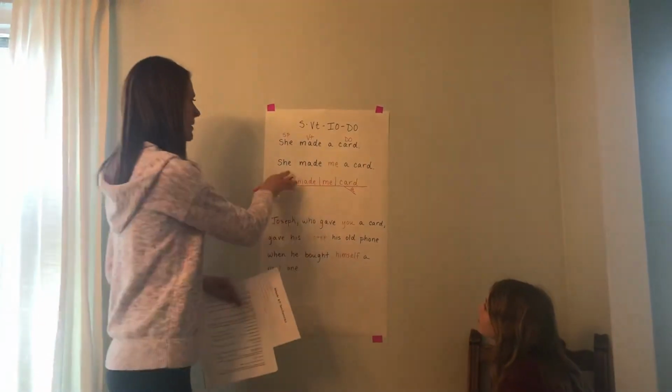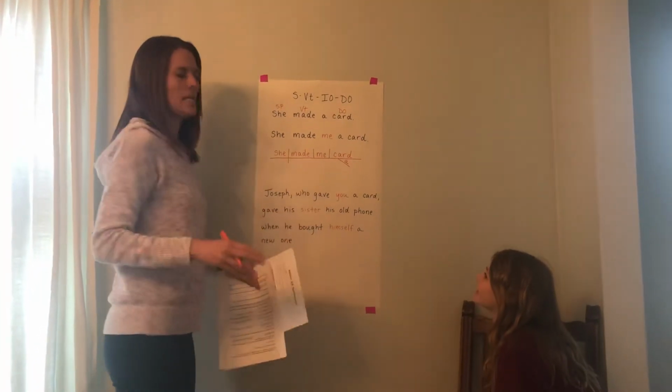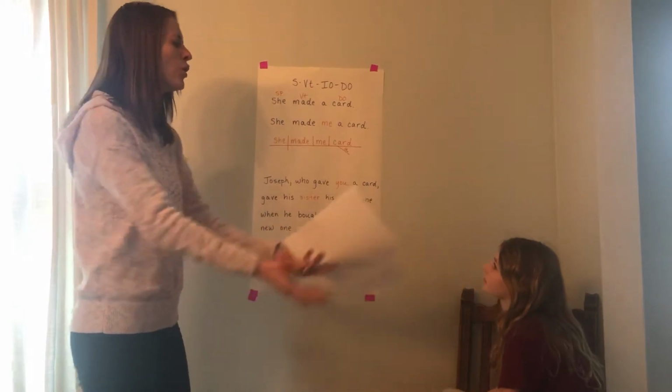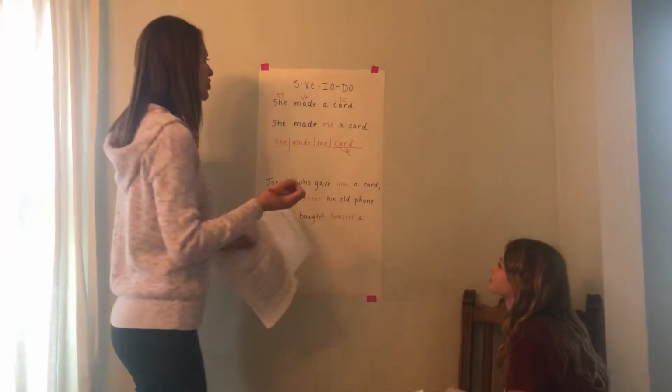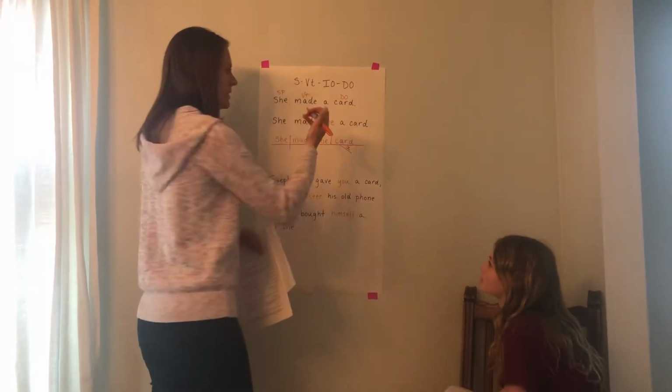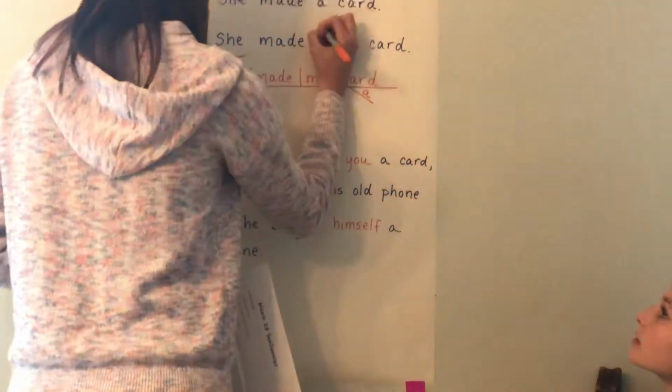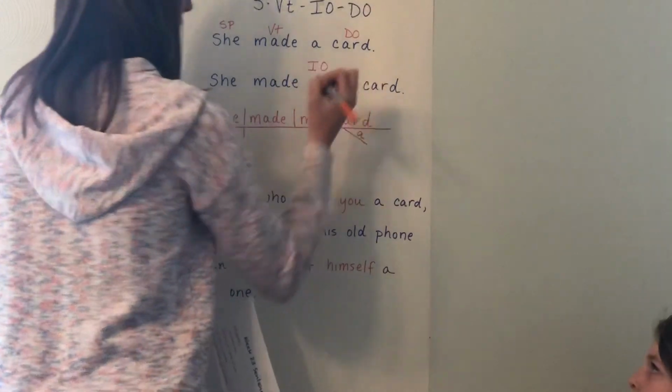Now, let's come down. She made me a card. For whom did she make that card? Me. She made the card for me. Me is the indirect object.